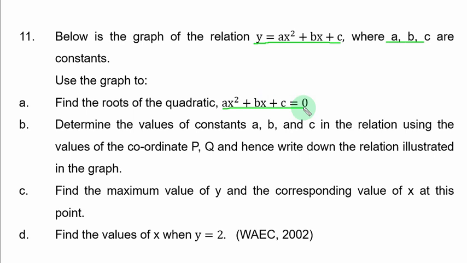B. Determine the values of constants a, b, and c in the relation using the values of the coordinates p, q, and hence write down the relation illustrated in the graph. C. Find the maximum value of y and the corresponding value of x at this point. D. Find the values of x when y is equal to 2.